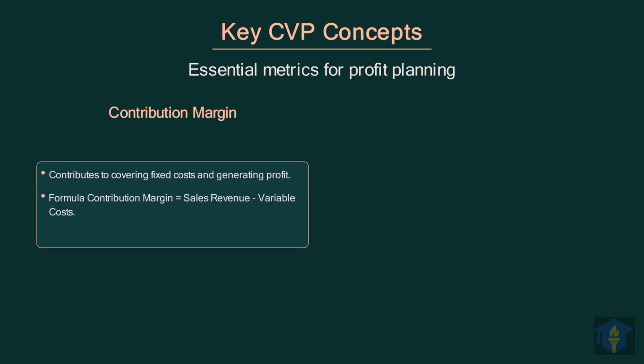The formula for contribution margin is simply sales revenue minus all your variable costs. You can also express it as a ratio: contribution margin divided by your total sales revenue.